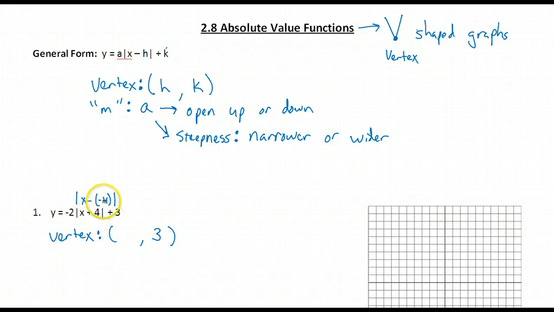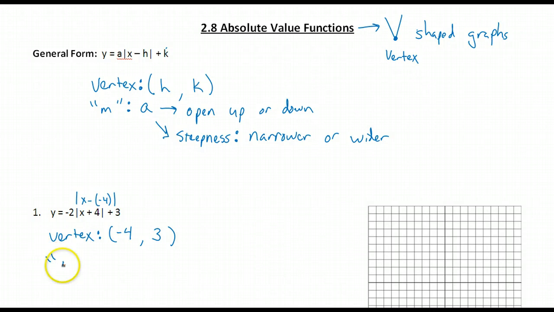So what value is being subtracted from x? It's actually negative 4. The other way you can think of this value is we need to find the x value that will make our absolute value 0. What do we need to input for x to make the absolute value 0? Well, in order to make this 0, x is going to have to be negative 4.